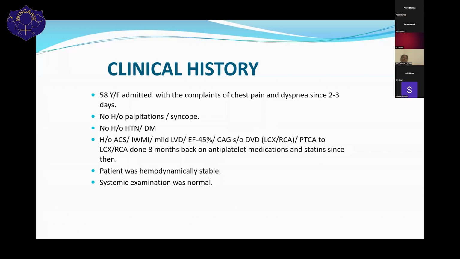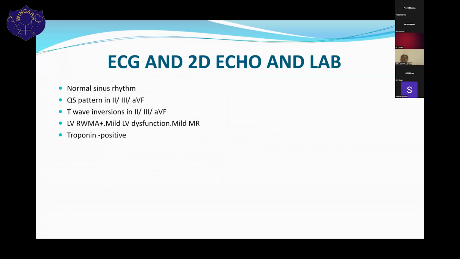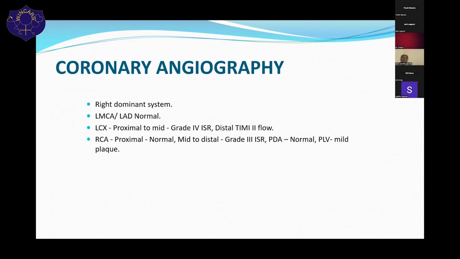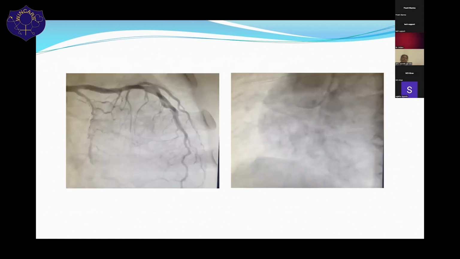At the time of examination, patient was hemodynamically stable and systemic examination was normal, and her ECG showed QS pattern in L2, L3, AVF with T inversions in inferior leads, and echo showed a regional wall motion abnormality in inferior and lateral walls with mild MR, and her troponin was positive. And this is angiography. We did angiography. Left main coronary artery was normal, LAD was normal. LCX showed grade 4 in-stent restenosis with distal TIMI 2 flow. RCA, there was grade 3 in-stent restenosis in mid RCA.